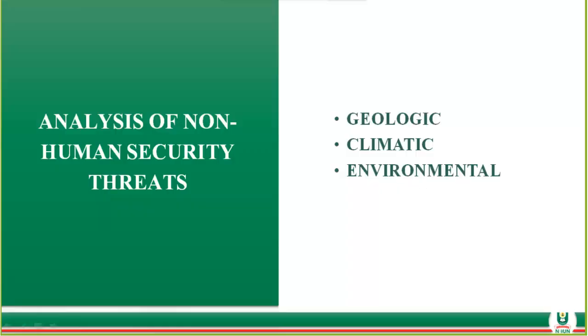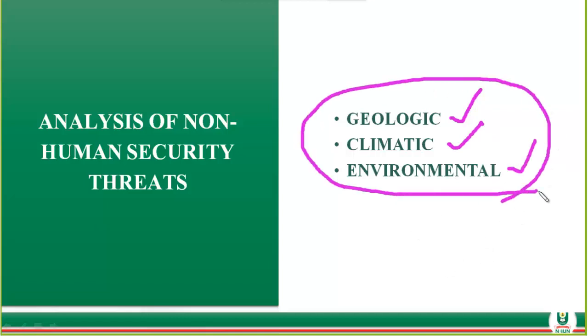So in this lesson, we are going to be looking into analysis of non-human security threats. Non-human security threats are security threats that are not a result of human activities, or that are not directly caused by humans. They are natural security threats, and they are divided into three categories. The first one is geologic security threat. The second one is climatic security threat, and the last one is environmental security threat. So we have three categories of this.